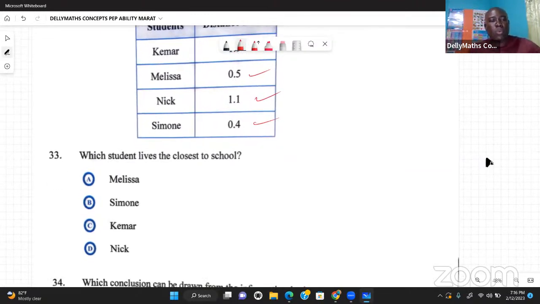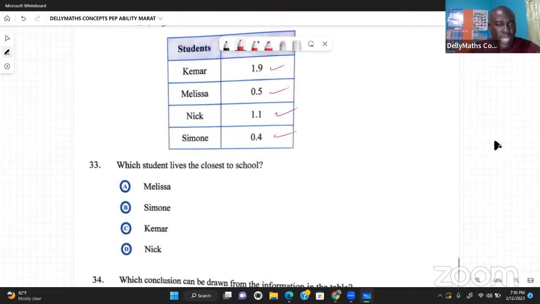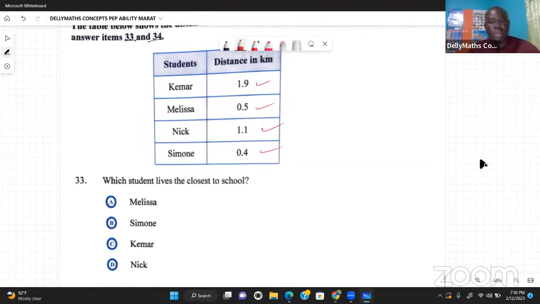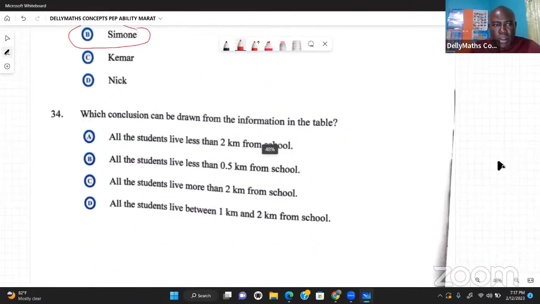First question: which student lives the closest to school? Closest. So you want to look at the smallest number, which would be closest. And the smallest number is 0.4. And that goes for Simone. Simone lives the closest to school, 0.4. B is the answer. Let's go to question 34.